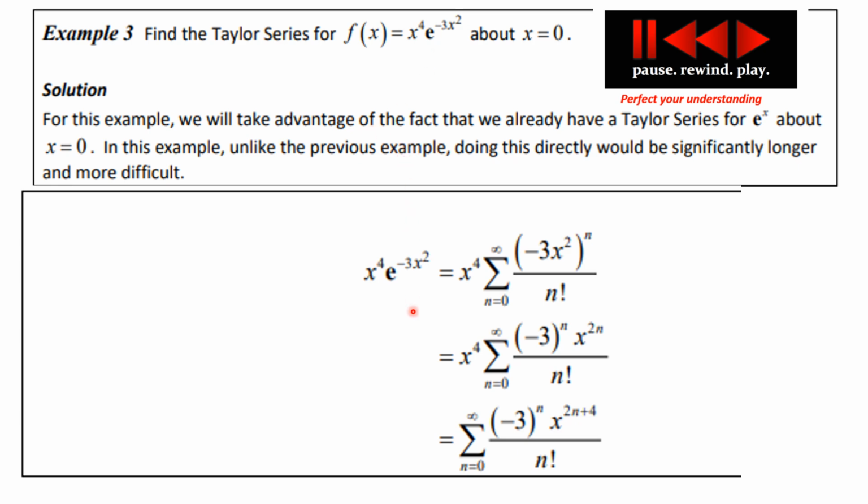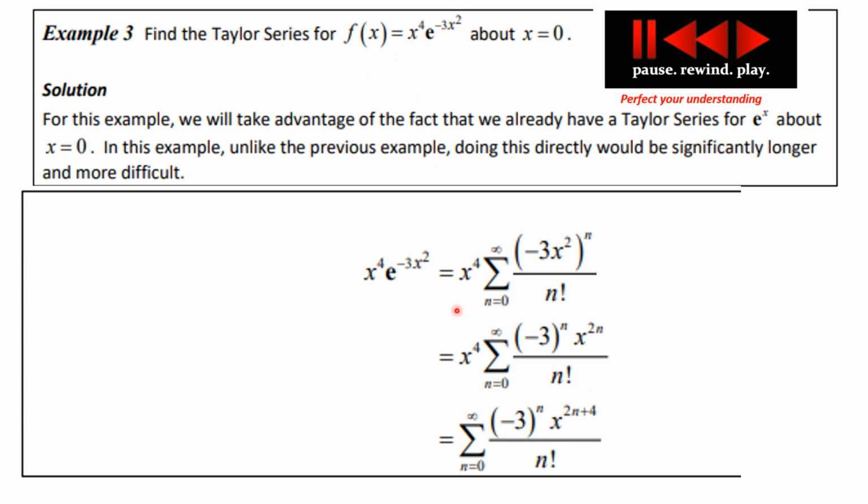For example, we know that e to the minus 3x squared is like e to the z. And the power series for e to the z about 0 is going to be the summation n equal 0 to infinity z to the n over n factorial. But now z is going to be minus 3x squared. So I just put minus 3x squared into the power series, raise it to the n, and I have this. And this is going to be minus 3 to the n times x to the 2n over n factorial.